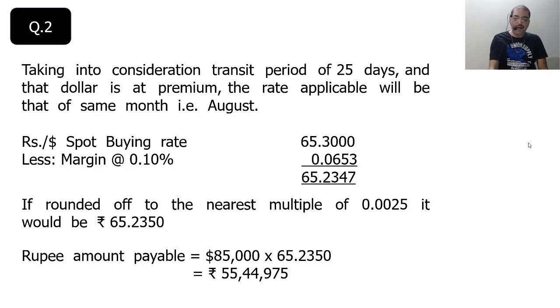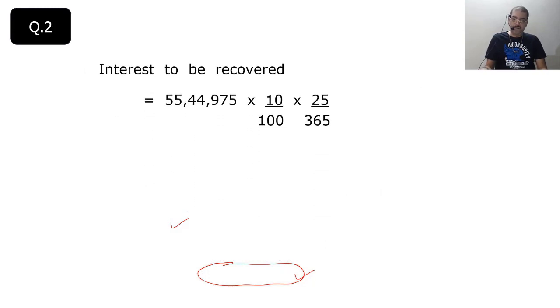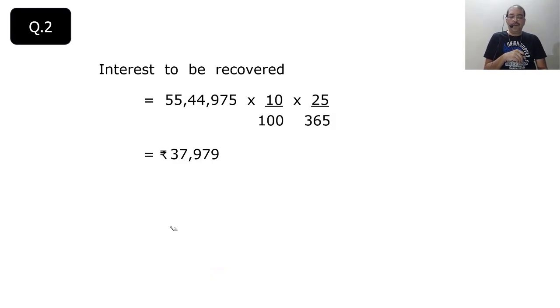So this is the first part of the question, getting the rate. This is the second part of the question, amount payable to customer. Third part of the question, amount of interest to be recovered. 10% of this figure for 25 days. $55 lakh 44,975 into 10% into 25 by 365. That comes to 39,979. Problems are very simple.